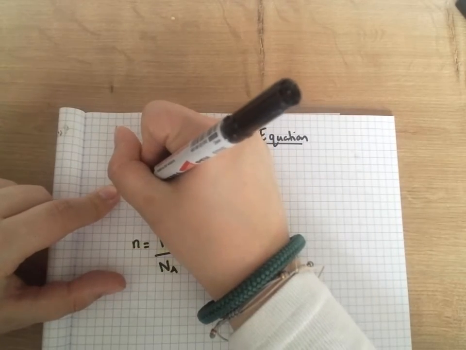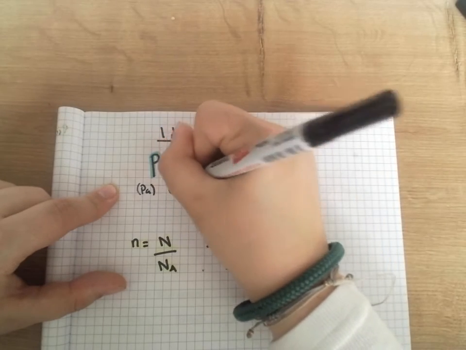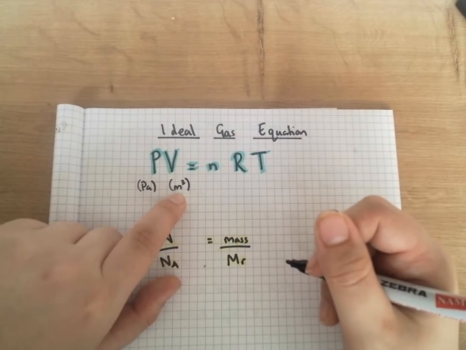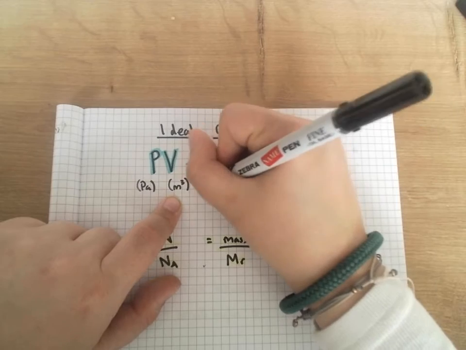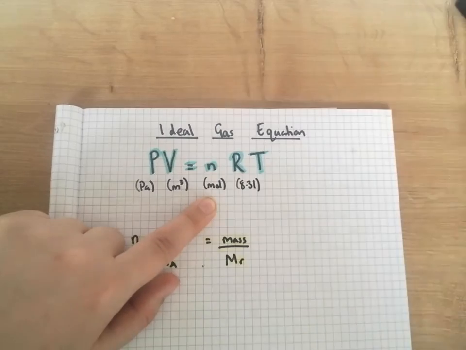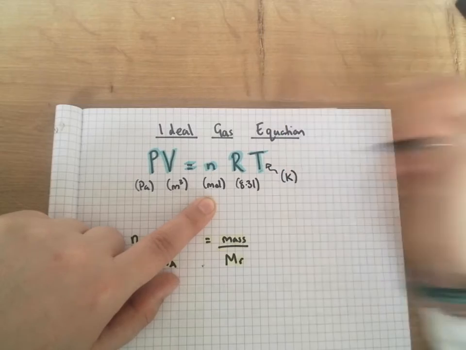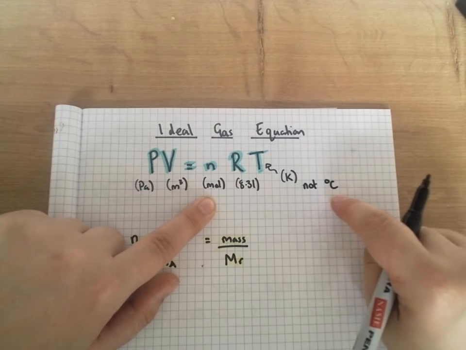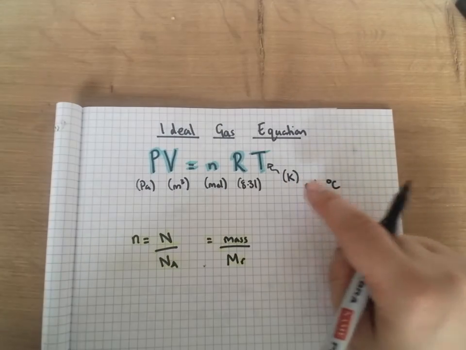Remember, P stands for pressure, measured in pascals. Volume is measured in meters cubed. Be really careful with this, especially if you study chemistry, because chemistry sometimes uses different units for volume. In physics, we're using meters cubed. n is our number of moles. R, remember, is a constant, in our data booklets, 8.31. And our temperature, this is the big one: temperature should always be measured in Kelvin, not degrees Celsius. If we have it in degrees Celsius, we need to convert it into Kelvin.